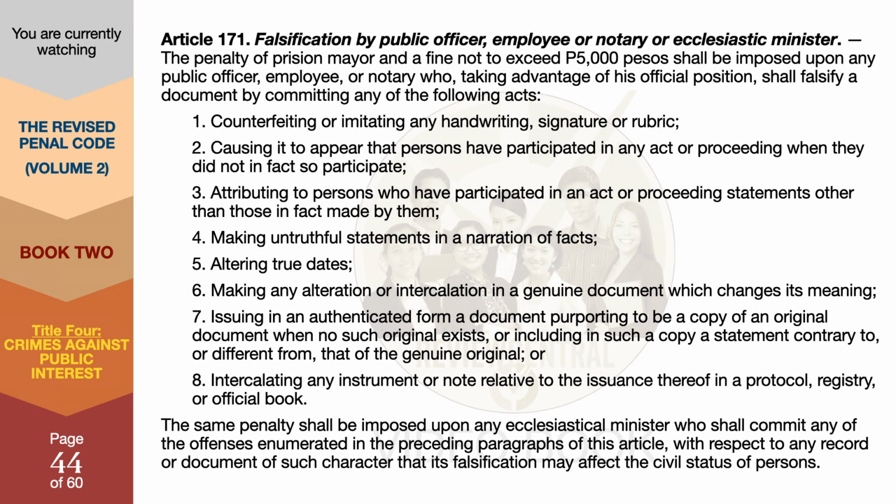7. Issuing in an authenticated form a document purporting to be a copy of an original document when no such original exists, or including in such a copy a statement contrary to, or different from, that of the genuine original; or 8. Intercalating any instrument or note relative to the issuance thereof in a protocol, registry, or official book. The same penalty shall be imposed upon any ecclesiastical minister who shall commit any of the offenses enumerated in the preceding paragraphs of this article, with respect to any record or document of such character that its falsification may affect the civil status of persons.